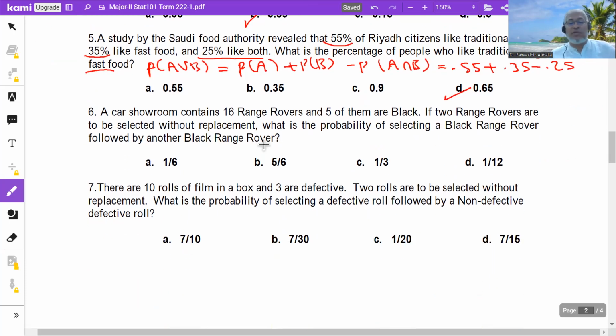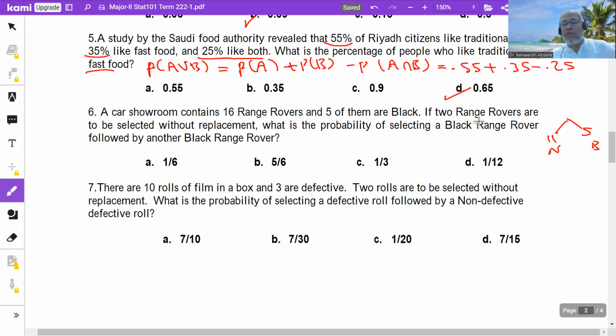A car showroom contains 16 Range Rovers and 5 of them are black. Okay, so there are 16 Range Rovers, 5 are black. So we can say that we have 5 black and how many non-black? 11, because the total is 16. So 5 black and 11 non-black.